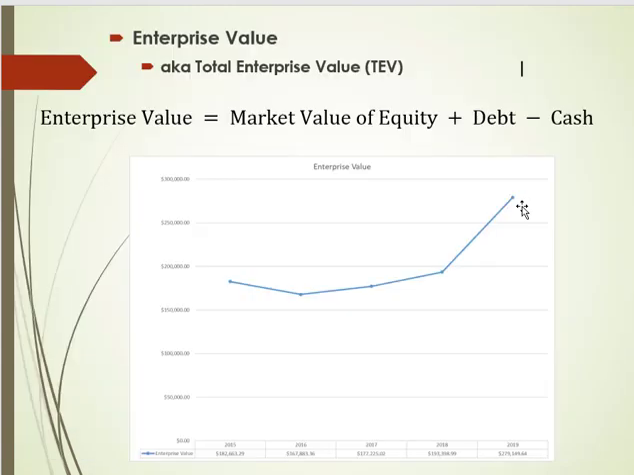We mentioned another ratio a while ago, something called enterprise value. The enterprise value is what it costs to buy the company, pay off all the debt, and take the company private. So you can see here that the enterprise value for this company is growing steadily. It has a very good growth of its overall enterprise value. So to buy this company, it's becoming more and more expensive.